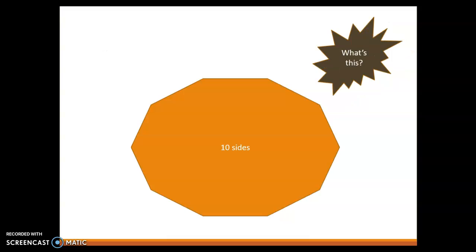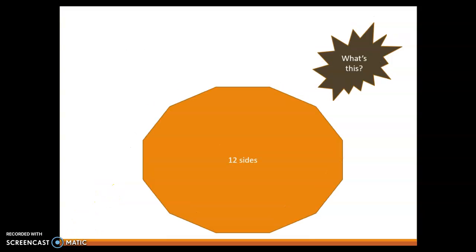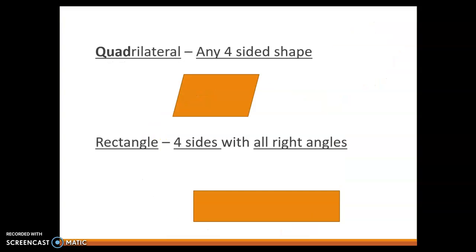A 10-sided polygon is a decagon. Hopefully this looks familiar to you because this is the root of the word decade, which is a period of 10 years, or a decathlon, which has 10 events. Deca means 10. All right, what about 12 sides? I'd be impressed if you knew this one. 12 sides is dodecagon. Dodecagon.